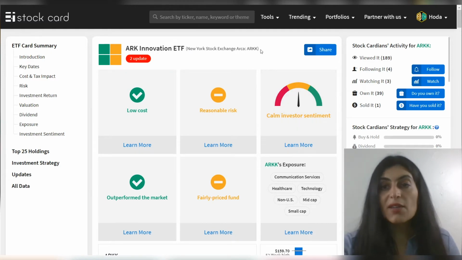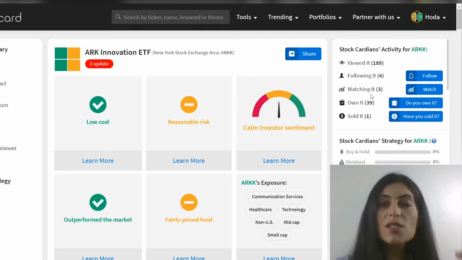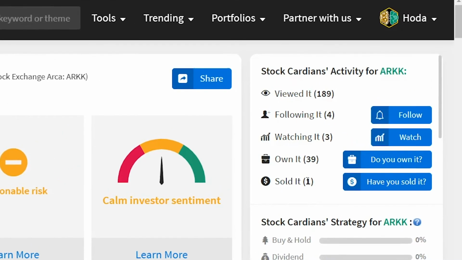And then a lot of you are familiar with who's following, who's watching, who owns it, who sold it, that kind of information about a stock. We did exactly the same thing for ETFs. So you could see how many people are following it, how many people are watching, owning, and selling it in their portfolio. Of course, this is a new product, so we don't have many people using it yet, but hopefully in the next couple of months, you're going to get a significant number of fellow Stock Cardians using the ETF cards. And then you will get a good sense of how many people own it and what is the status of that ETF.